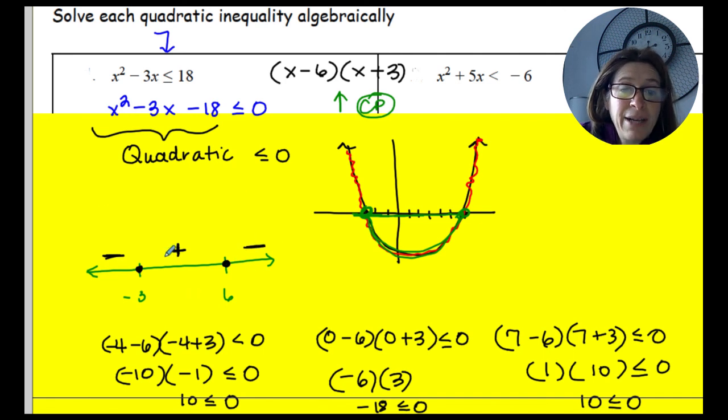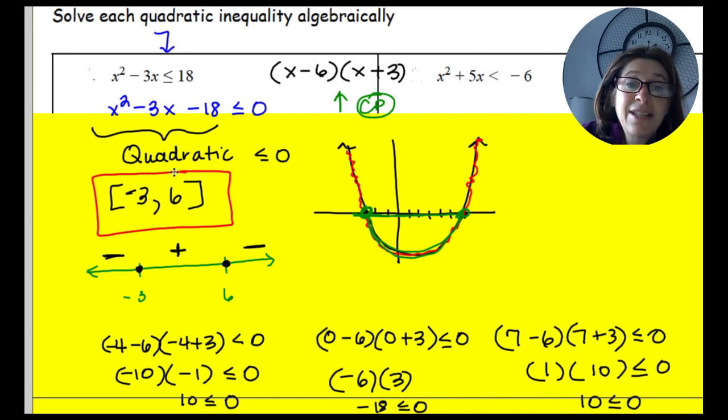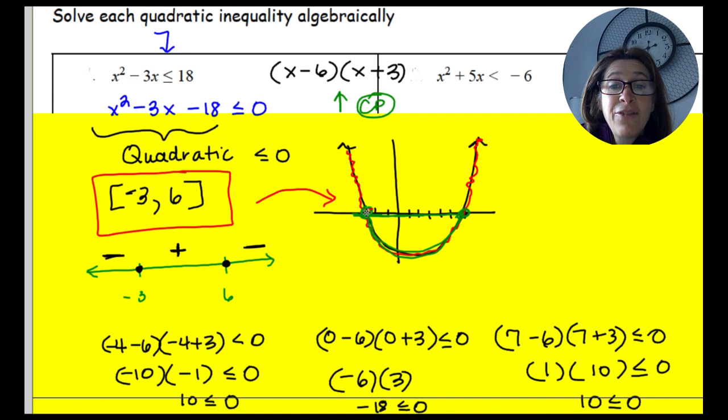So this sign chart now tells me wherever there's a plus and a solid point is the interval in which this is a true inequality. So we would write it with interval notation: bracket, negative 3, comma 6, bracket, and that would be the solution to the inequality. Now, I really want you to think about that graphically, right? From here to here, the graph is below 0.